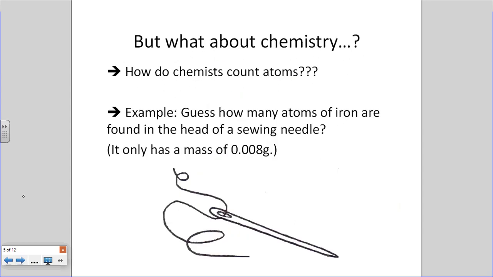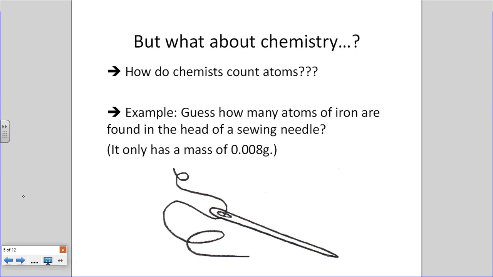Before we do, though, I'm going to try and give you an analogy here or a question to think about. Well, what happens in chemistry? What happens with chemists? What happens when you actually want to count things like atoms, molecules, ions? How do you even do that? They're so small, and think about how many of them could fit in a certain amount of something.